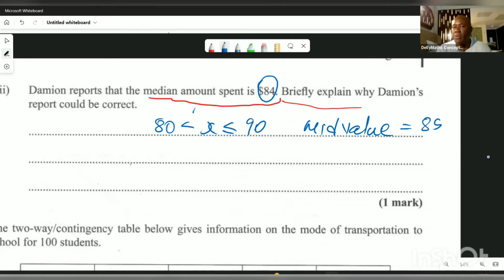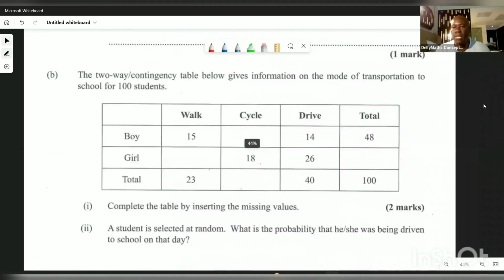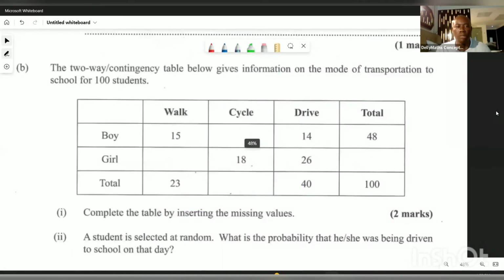And 84 is greater than 80. You could see that, and it's less than or equal to 90. So it's in that category. And the mid value for that same class is 85. So yes, Damien could have been correct right there based on the number that he picked.